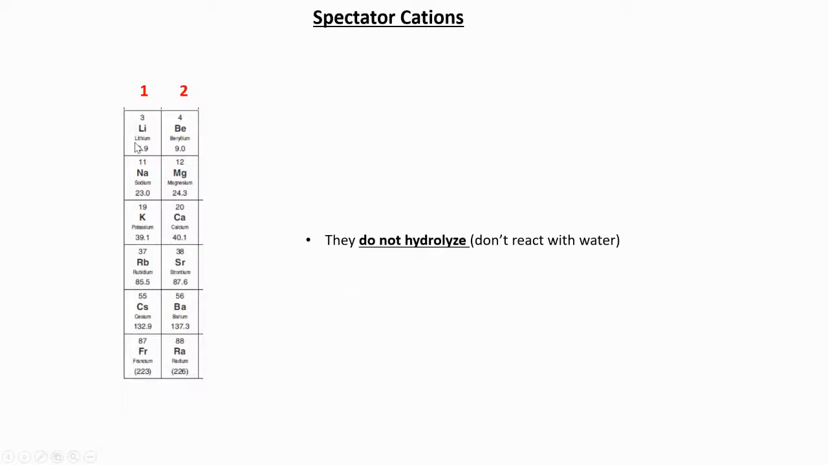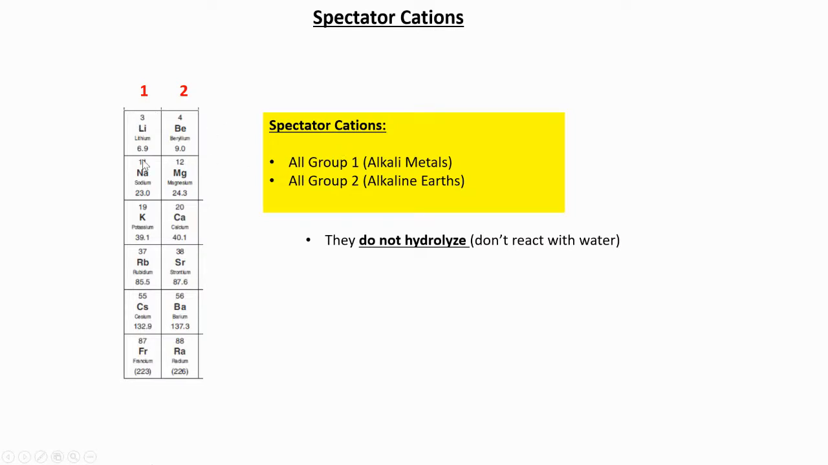These are our conjugates of our strong bases. So the group 1 and group 2, alkali metals and alkaline earth metals, do not hydrolyze. They do not react with water, so they're just going to be spectators. So column 1, column 2. Make a note of those for your notes. All the cations, we don't have to worry about them.